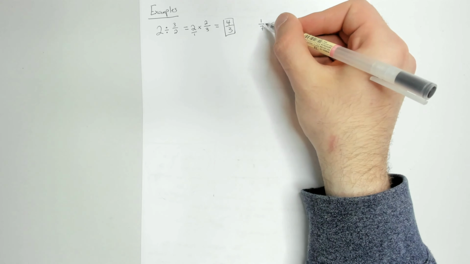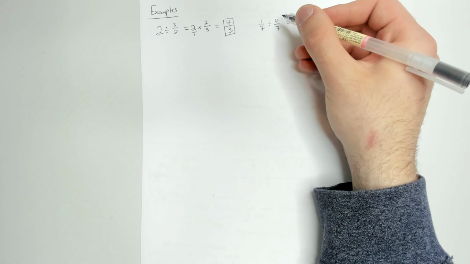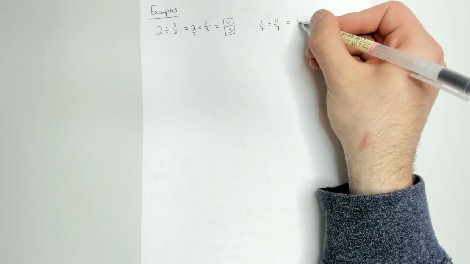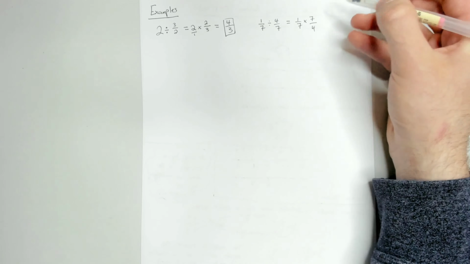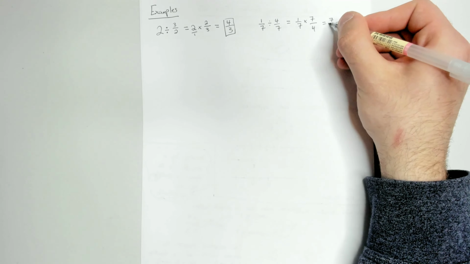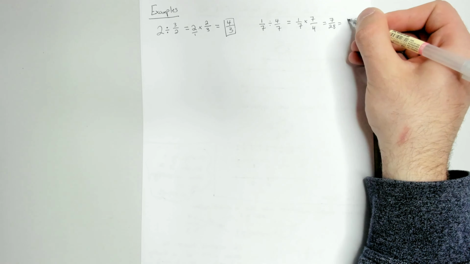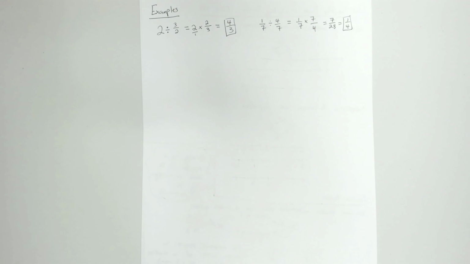So if I do a 7th divided by 4/7, let's see what I get. Well, I'm dividing by 4/7, so that's the same thing as multiplying by the reciprocal, which again, we're just flipping the fraction, so that's multiplying by 7/4, and what we get is 7/28, which simplifies down to 1/4. All right, so that is the answer there.